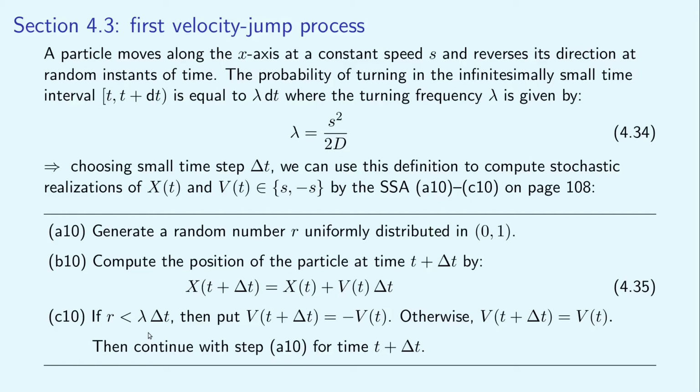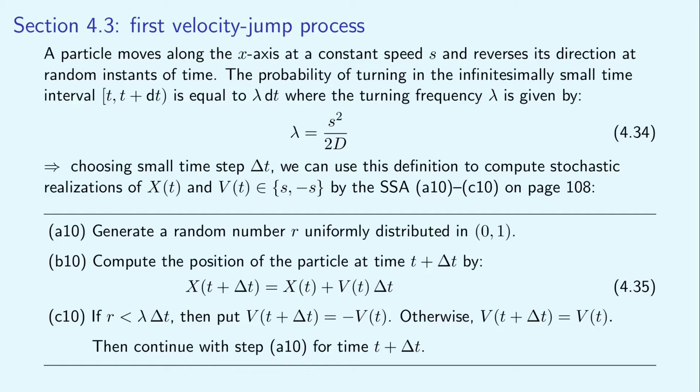This algorithm correctly implements our velocity jump process, provided that the probability lambda times delta t is significantly less than 1. That is, the probability of two turns happening during one time step is negligible. So this gives us a restriction on the size of the time step. The derivation of the SSA A10-C10 is analogous to the derivation of the naive stochastic simulation algorithm of degradation from section 1.1. We substituted the infinitesimally small time step dt by the small finite time step delta t to get these algorithms.